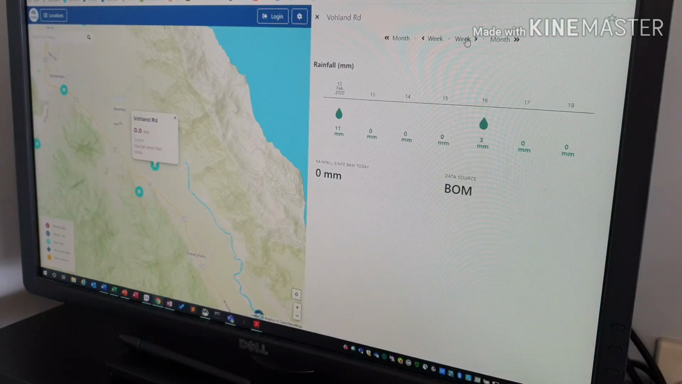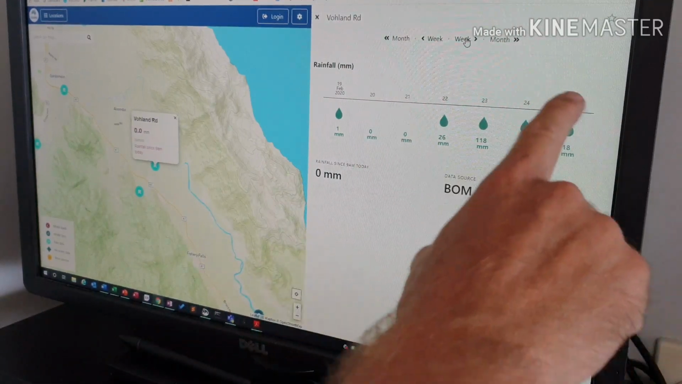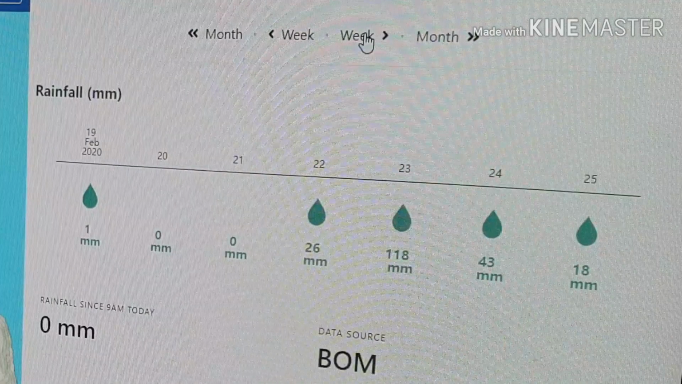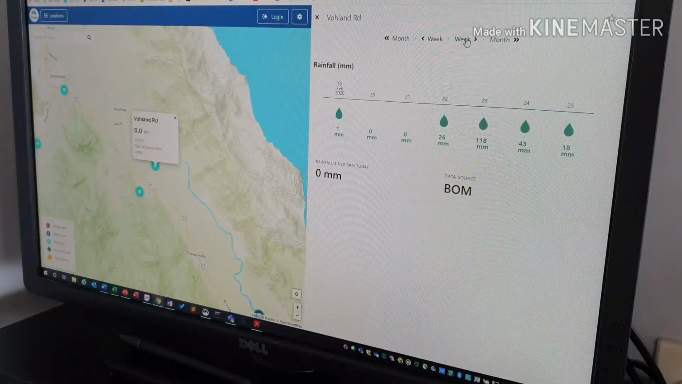We scroll through a bit more, not too much rain, not too much rain. Then towards the end of February, we have a look at this 118 millimeters around the 23rd of February, which I think was another spike that we witnessed in the data there.